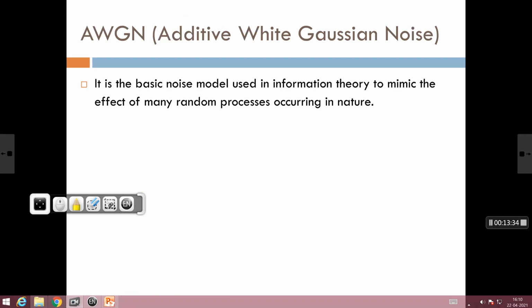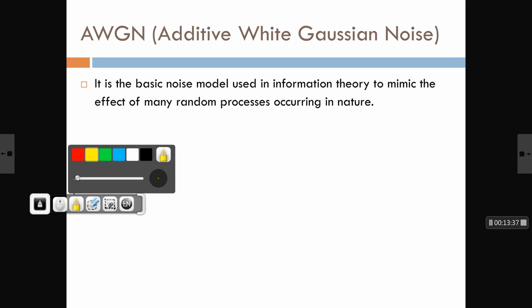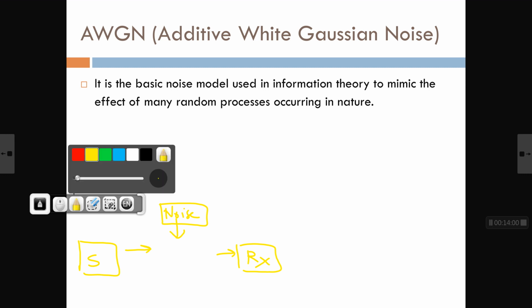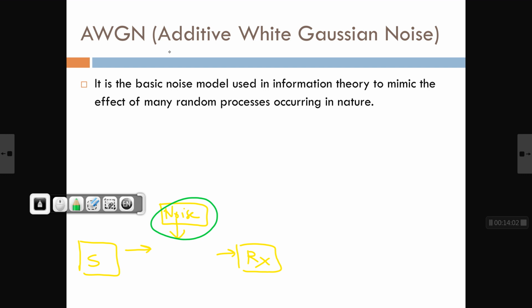Now, we have seen previously that there will be noise in a system. In the channel, there will be a source, there will be some noise present, and then there is a receiver. What type of noise is usually considered in a communication system? Mostly, the noise we consider is additive white Gaussian noise.